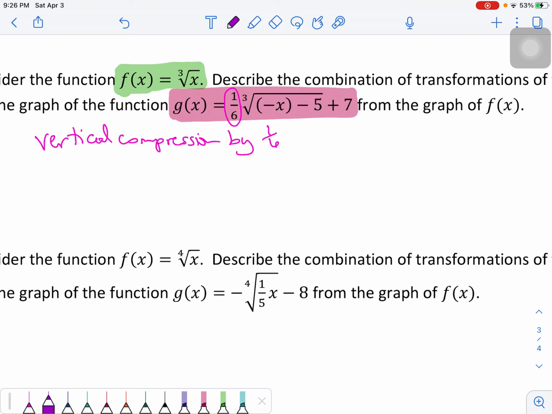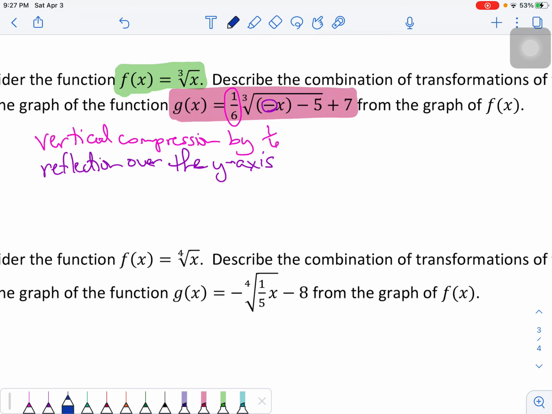What else do we have? We have a negative in front of the x inside of the cube root function. So that is going to be a reflection over the y-axis. Okay.